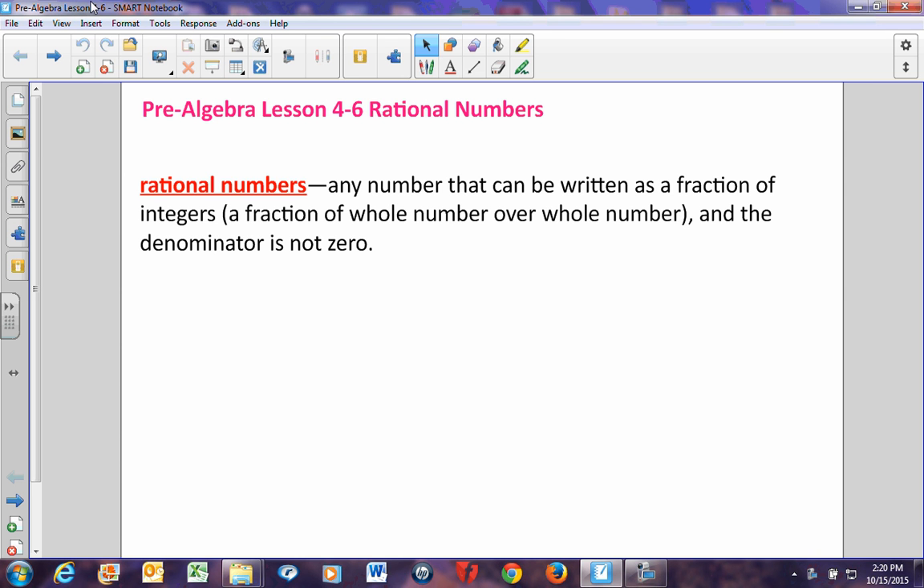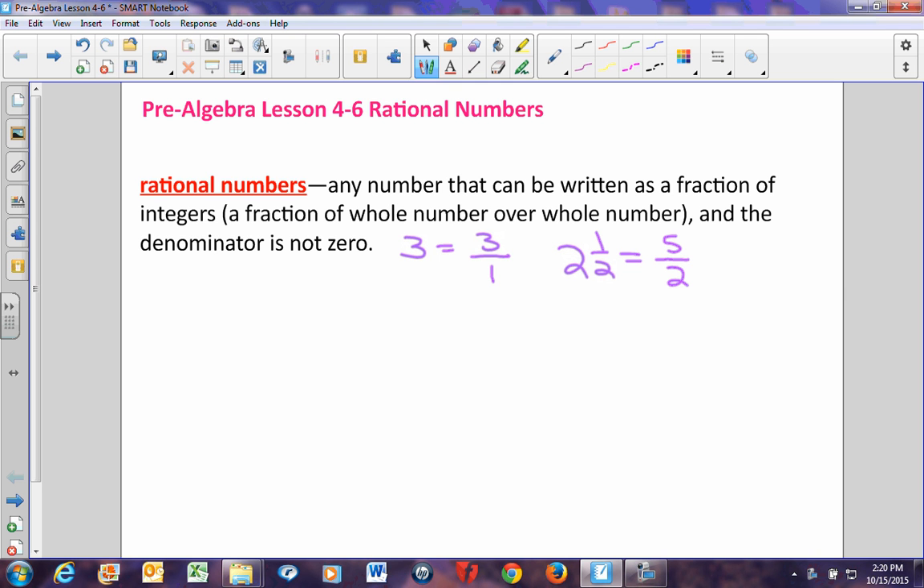Some examples of rational numbers. 3 is a rational number because 3 can be written as a fraction of a whole number over another whole number, because it's the same thing as saying 3 over 1. 2.5 is a rational number because I can change that to an improper fraction, which would be 5 halves, which is a fraction of a whole number divided by another whole number.